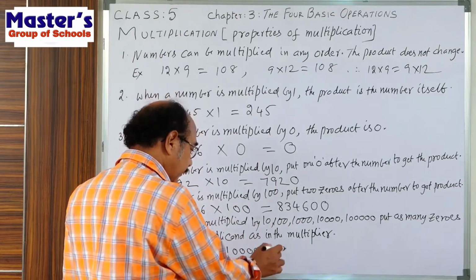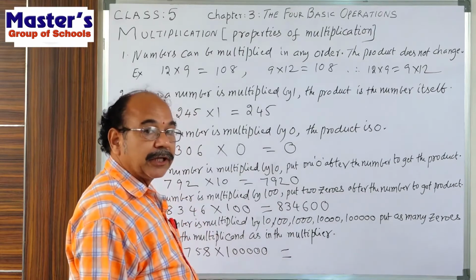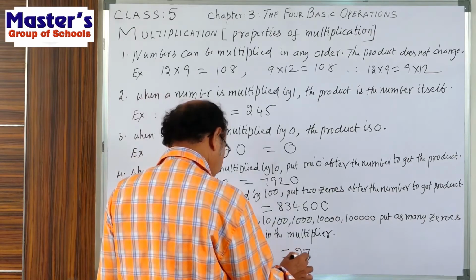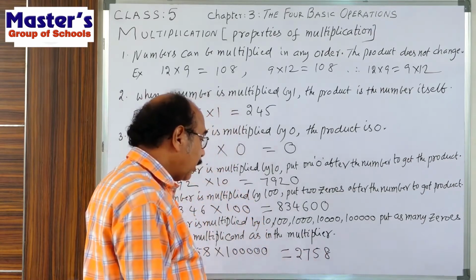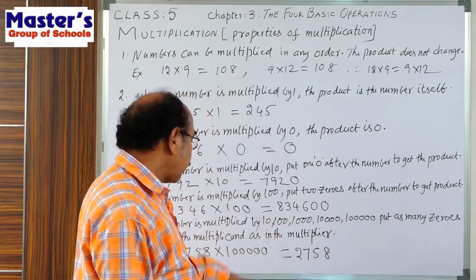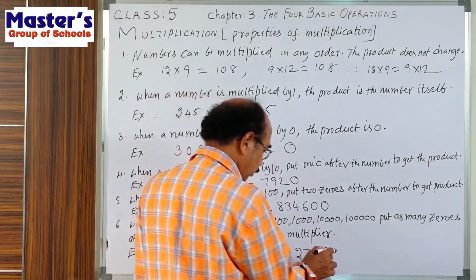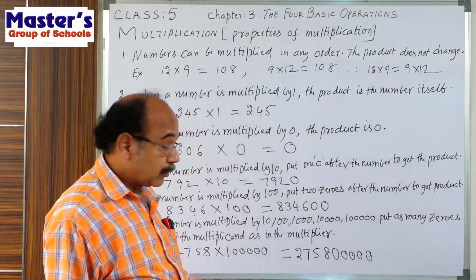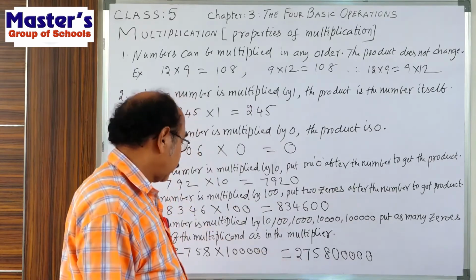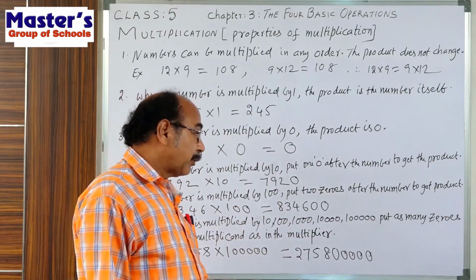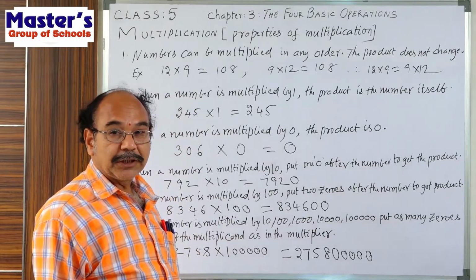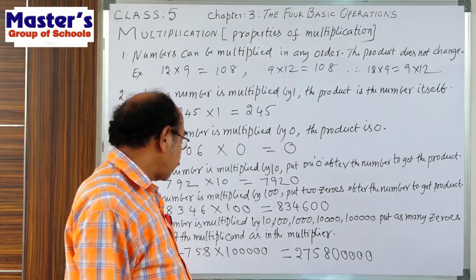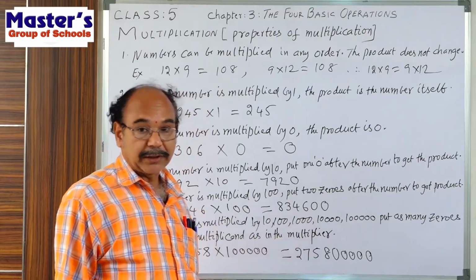How many zeros are there? 1, 2, 3, 4, 5 zeros are there. So at the side of this number, 2758, this is the number now. After this number, how many zeros do we keep here? 5 zeros. So 1, 2, 3, 4, 5. 5 zeros we keep. This is the product. Like this, in the multiplier, we see how many zeros there are, and we keep that many zeros after the number to get the product.